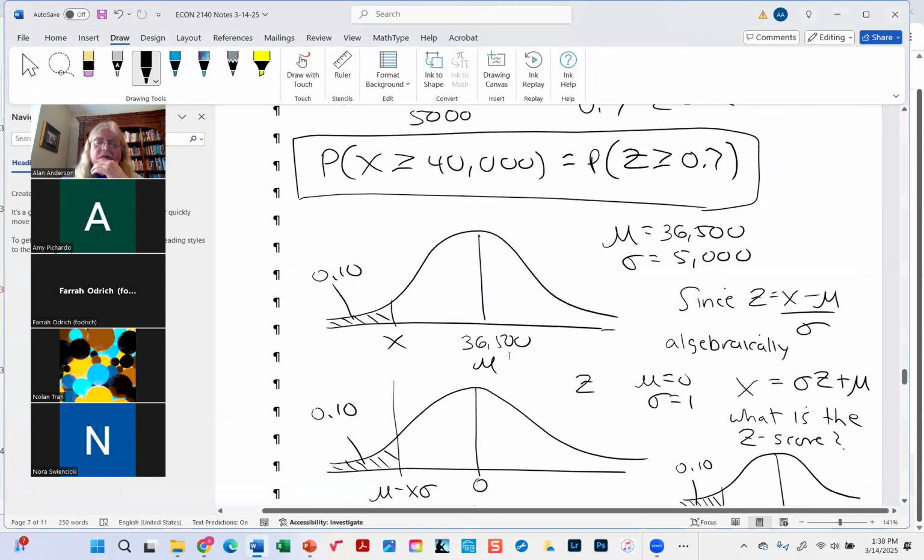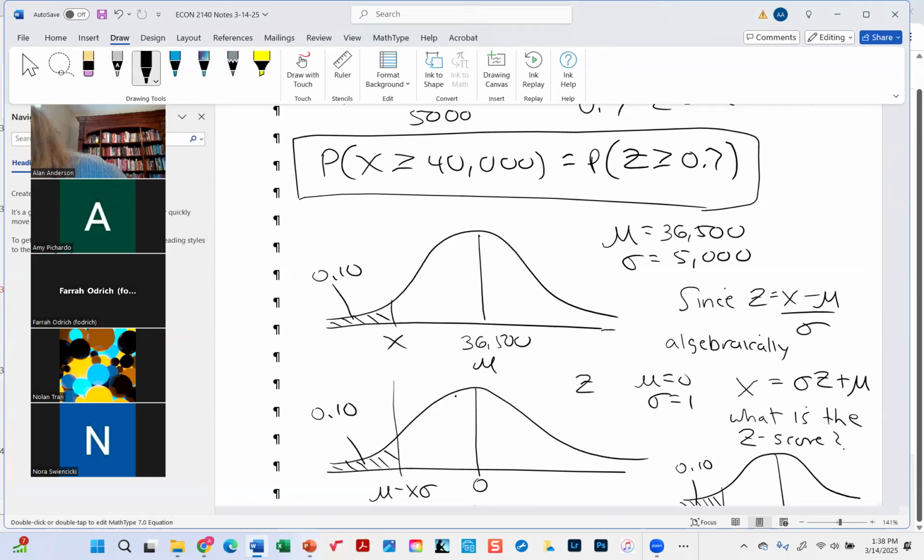So here's our 36,500 in the middle. X is the number of miles such that only 10% of the time or less should this number be reached, or should the number be that number or less. Okay, so these are the people who would get a refund. Anyone whose miles fall short of this X would get a refund or a replacement tire.